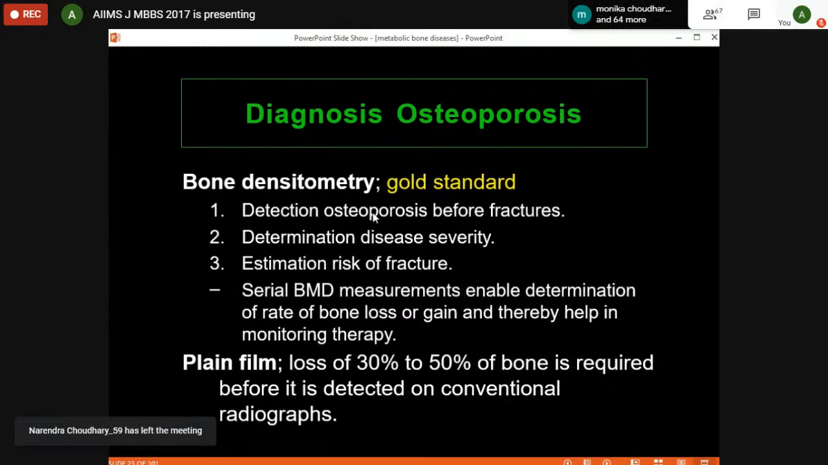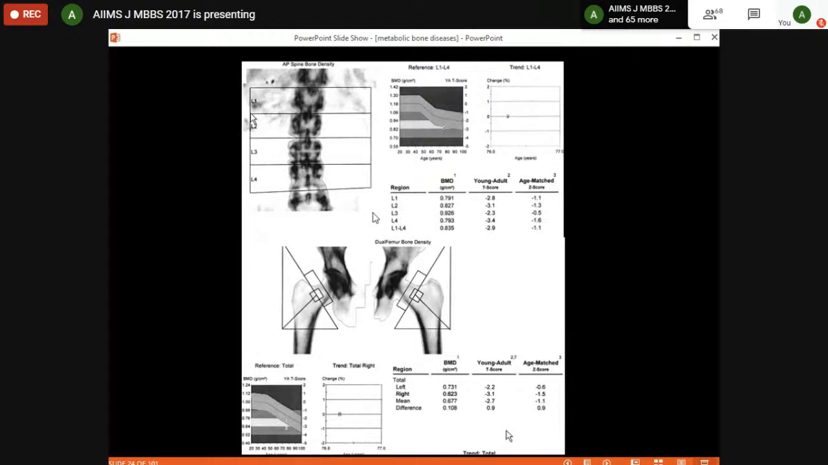In plain film, loss of 30 to 50% of bone is required before it is detected on a conventional radiograph. So you can see the difference between these two, that by bone densitometry, we can get an idea much earlier than with a plain radiograph film. Here you can see how they give the report of the bone mineral density. They usually look at the neck of the hip as well as the vertebrae to see the bone mineral density of a patient. And the T score and Z score, you have to see how they differ. So you can get an idea if somebody is suffering from osteoporosis or not.